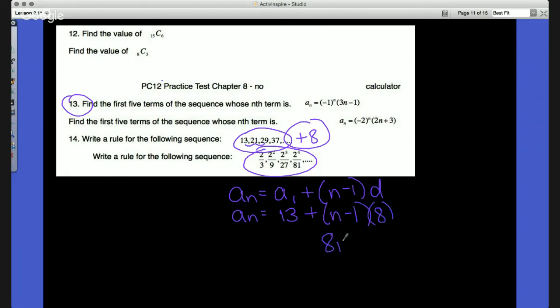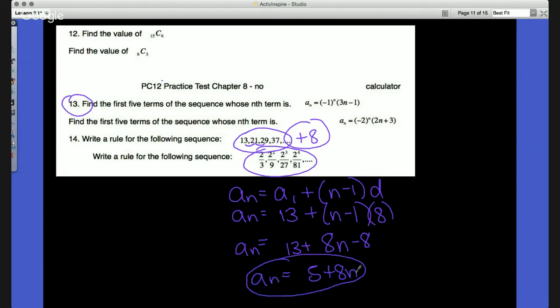So when I distribute 8, I get 8n minus 8 with 13 added to it. Okay? So now we combine it together to get 5 plus 8n equals a of n. And if I were to plug in the second term or third term, it would match up to whatever I have here. So whatever you get as your answer, match it up, test it, and make sure that we're G to G, or Gucci, as y'all say nowadays, okay?